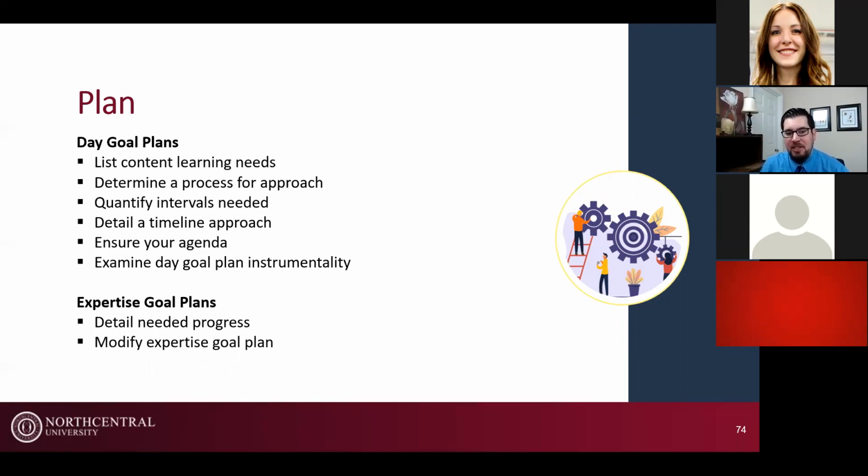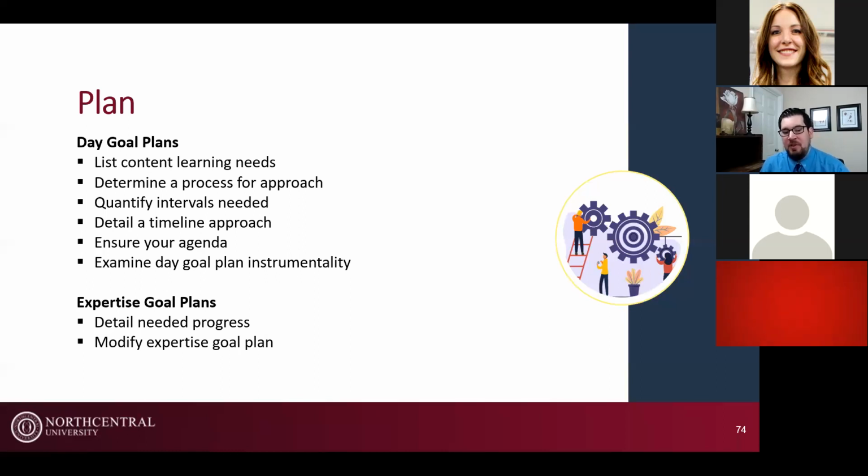Quantify intervals needed to achieve each goal and sub-goal. Detail a timeline approach to the next day goal progression. Ensure your agenda has no really obvious flaws in it. Examine a day goal instrumentality to reaching that expertise goal.